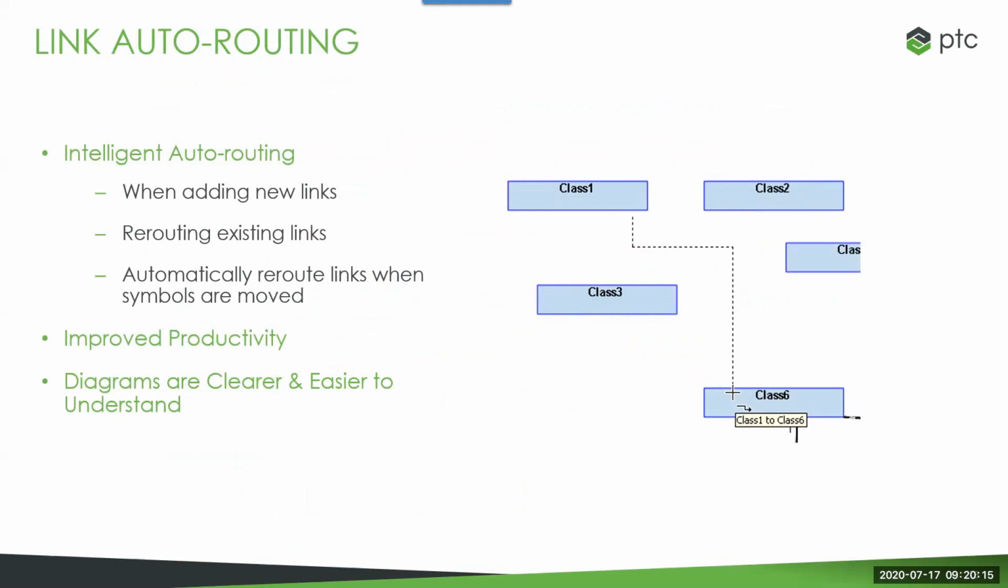Okay, and another powerful new feature is link auto-routing. Essentially this is an intelligent auto-routing of links, and it can be used when you create new links. It can also be used when you reroute existing links. And there's an option to also automatically reroute links when you move things on a diagram.